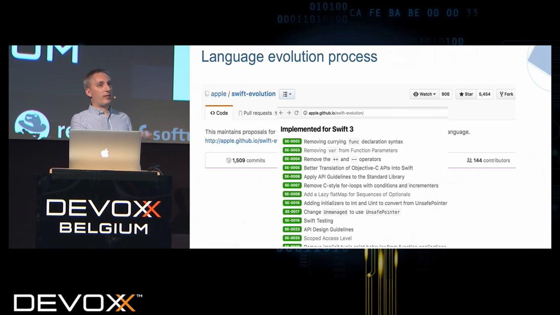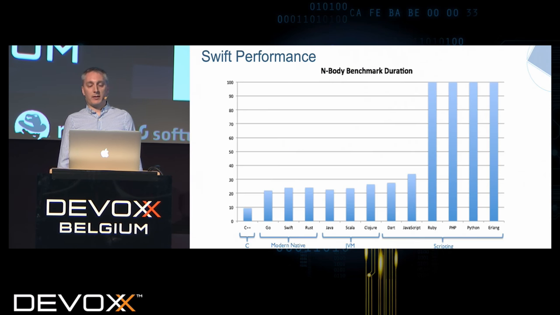Okay, so that's a little bit about the project and where it's come from and where it is. But why is it interesting at all? To do that, I just want to talk briefly about some of the performance characteristics of Swift.